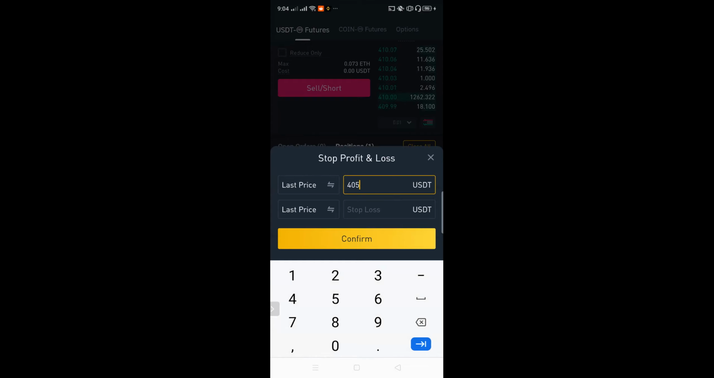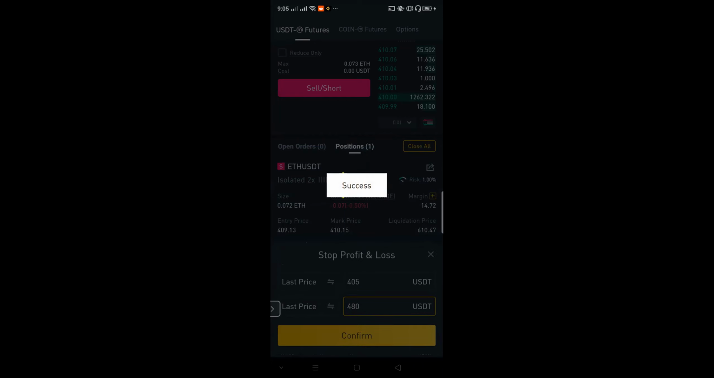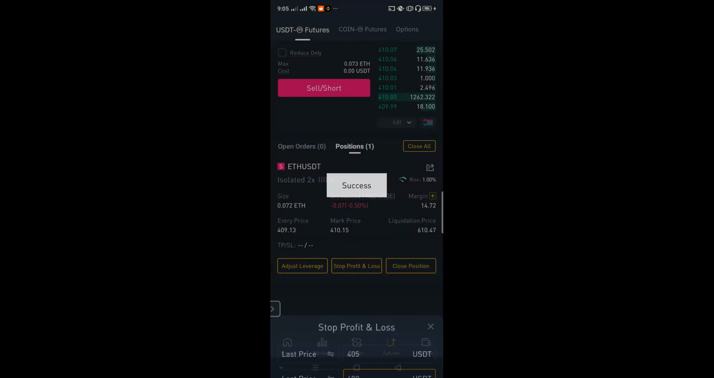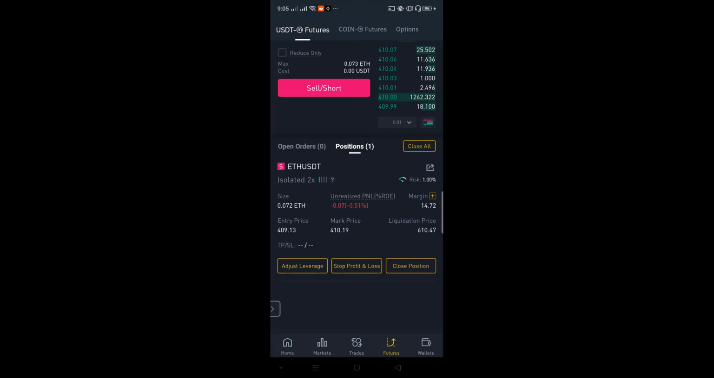So let's assume I want to sell it at 405. And my stop loss must be higher. And I want my stop loss to be at 480. I know why I'm using 480. And even at that, when I click confirm, you realize that yes, it's already set up for me. And you can see that here. You will see it here.